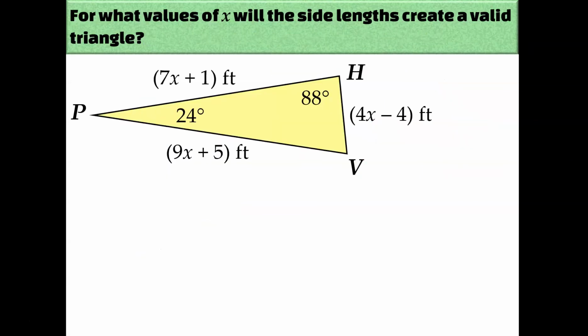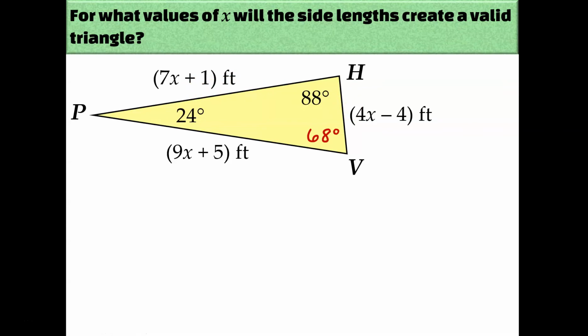We can combine everything that we've learned so far to express what values of x would make a valid triangle for triangle PHV. Now, you might be saying, wait, we don't have enough information. I only have 2 of the 3 angle measurements. But since it's a triangle, we know that it has to add up to 180 degrees, and therefore we could calculate that the missing angle measurement is 68 degrees, which means angle P is the smallest, followed by angle V, and angle H is the largest. And that would mean that side HV is the shortest, and side PH is the second shortest.